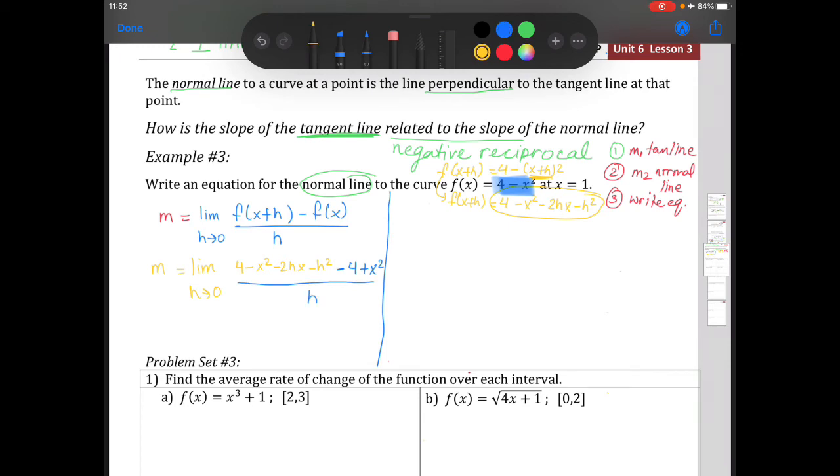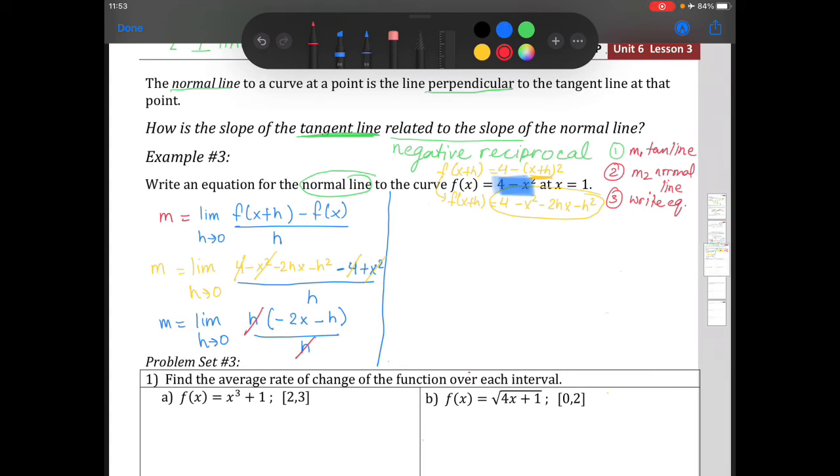Now see what happens. All my no-h terms will cancel out. Negative 4 and 4 cancel out, h squared and negative h squared. So what am I left with? Negative 2hx minus h squared. That's my slope, as h approaches 0. I'm going to factor out the h. I'm left with negative 2x minus h over h. My whole goal is to get rid of my h, and that's the whole idea behind simplifying all that, right? So I cancel out my h, and I'm going to apply the limit.